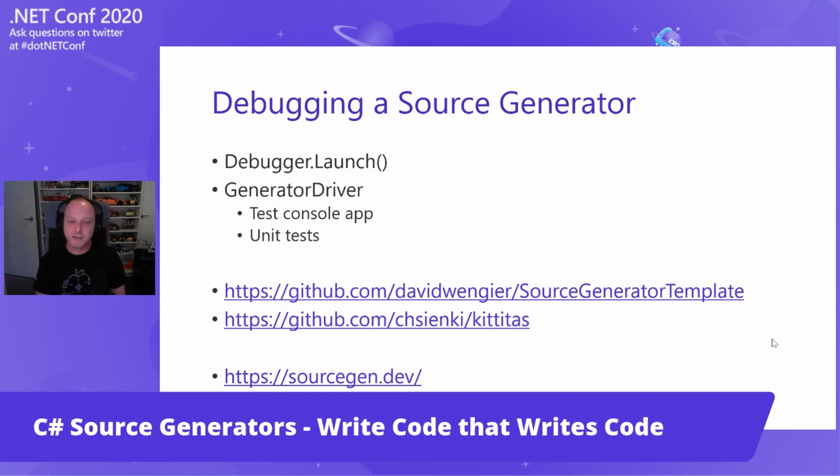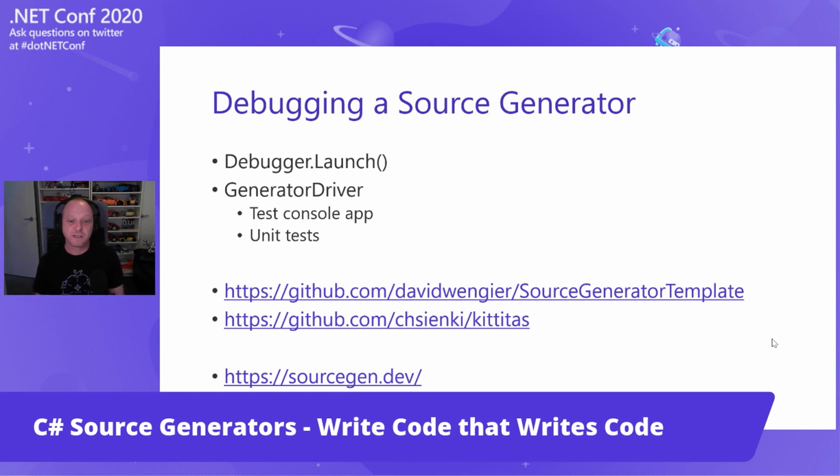I've got a couple of links there to put in. Source generator template is a little repo that I put together, and it's just got 4 projects in it that is the starting point to any generator I write. It's got a console app, which is like the product. That's the thing we're going to run our generator against. It's got a source generator, and it's got a test console app and unit tests like I just described that use generator driver. So I use that as a starting point.